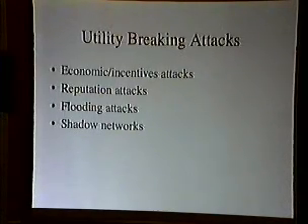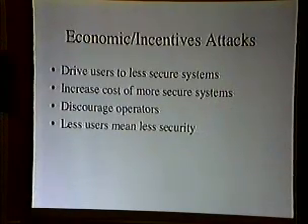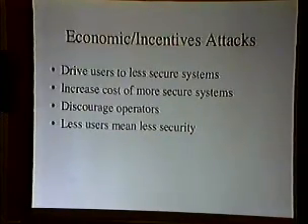So the next class is utility breaking attacks. We have economic attacks, incentive attacks. We have reputation attacks, which is more of a social issue, but still important. There's flooding attacks, and then there's the concept of shadow networks. So the idea here is, we talked about it a little bit in the first part and also at the beginning of this one. The basic notion is if you've got an anonymity system that is reasonably secure, maybe we fixed some of the attacks, all the easy ones, then maybe the best attack against that anonymity system is to send people off to an easier system.